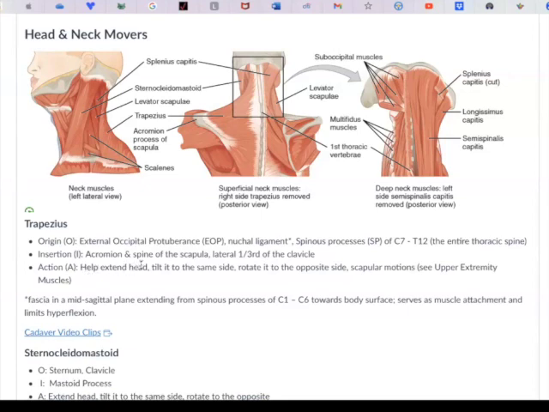We can extend the head. So now think about the muscle anchors here, and it pulls on this end. This will bring the head back and flip it back. And so that's an extension of the head, when you contract, particularly when you contract on both sides.